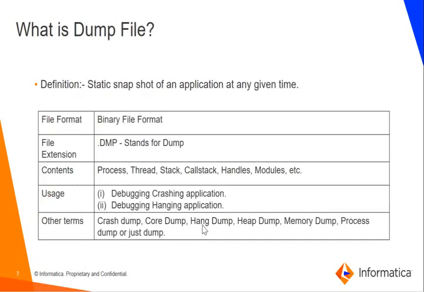What is a dump file? A dump file is a static snapshot of an application at any given time. A dump file is a binary file, and DMP is the file extension. It is used to analyze the application state. There are some other terms for it, like crash dump, hang dump, heap dump, memory dump, process dump, or just a dump.